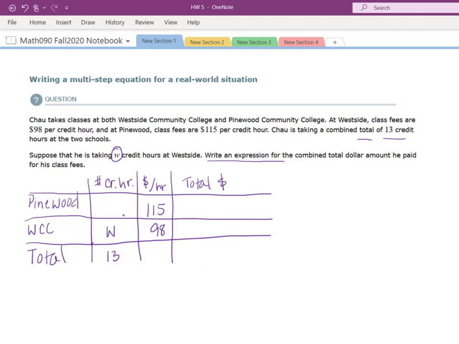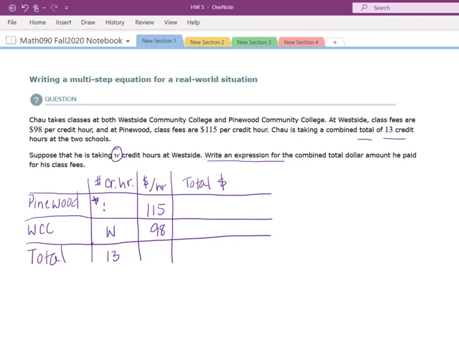So let's go back to this box, because we actually don't know anything for this total column over there. So the only thing we haven't filled in is this box right here that we need. And this is often the crux of the problem for a lot of students. So we have the total, and we know that W of those hours, so imagine W is 3, then that means he must be taking 10 hours at Pinewood, right? Because it'd be 13 minus 3. If he was taking 4 credit hours, then that would leave 9 at Pinewood. If he was taking 6 credit hours, that would leave 7 at Pinewood.